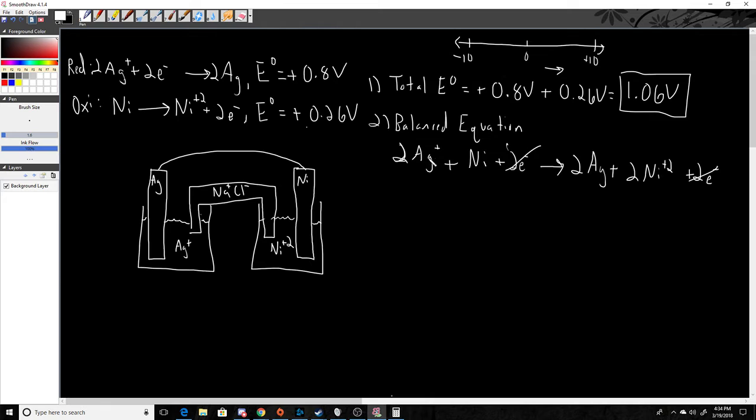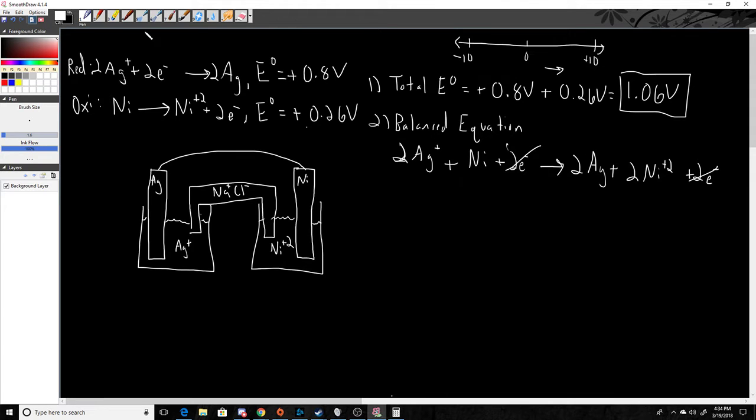Those cancel out. So really, just know in the future, you don't need to include the electrons down here. Essentially, in all of the ones I'm going to give you, your electrons are going to cancel out. You won't have any left over. So really, this is my balanced equation then. 2Ag+ plus Ni becomes 2Ag plus 2, Ni 2+.